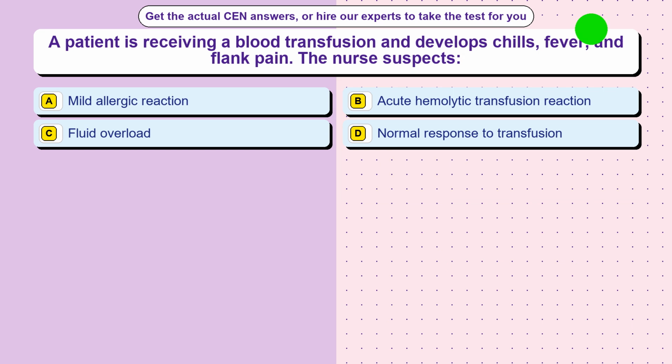Question 29. A patient is receiving a blood transfusion and develops chills, fever, and flank pain. The nurse suspects Option A, mild allergic reaction. Option B, acute hemolytic transfusion reaction. Option C, fluid overload. Option D, normal response to transfusion.